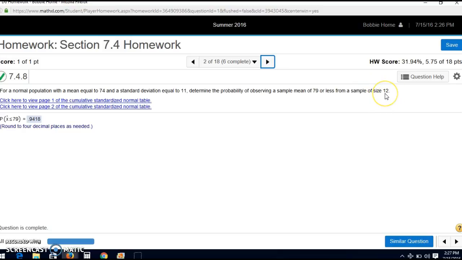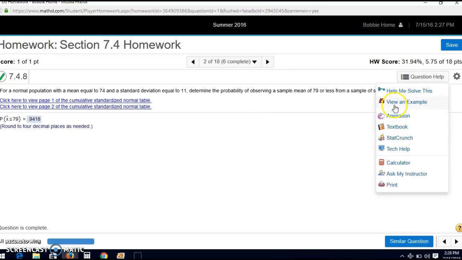Okay, so what we need to do is calculate the standard error of the mean. Remember how to do that? We take the standard deviation, 11, divided by the square root of n, which is 12. 11 divided by the square root of 12. If you divide 11 by the square root of 12, you will get about 3.176. So the first thing is to find the standard error of the mean.